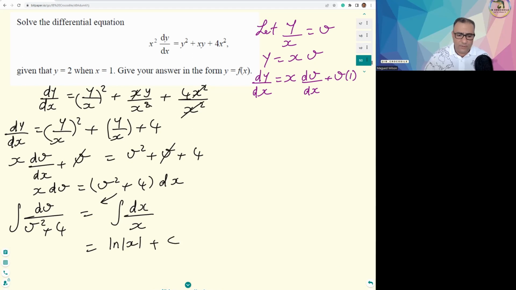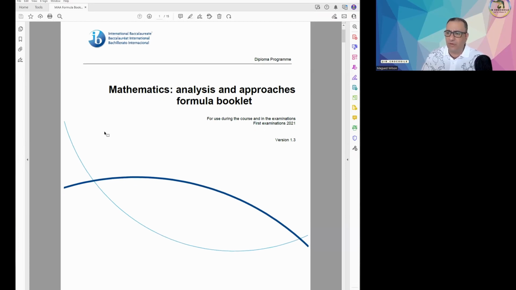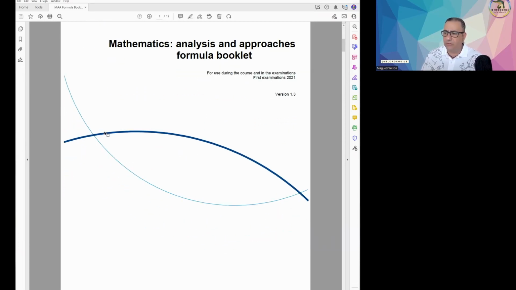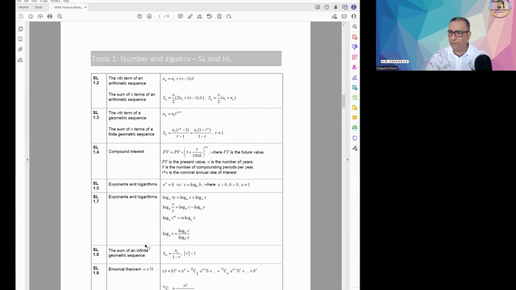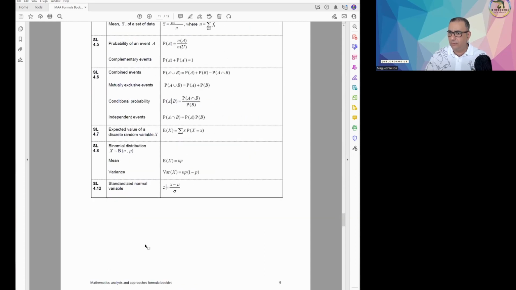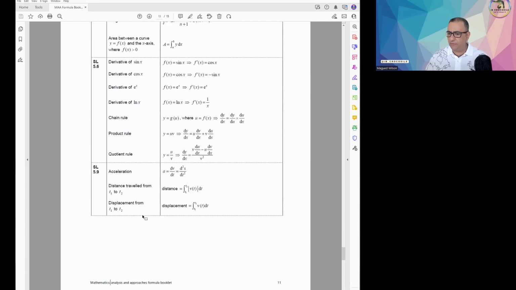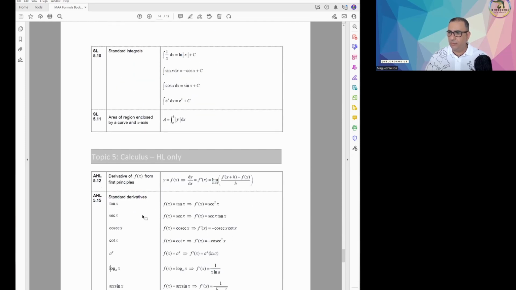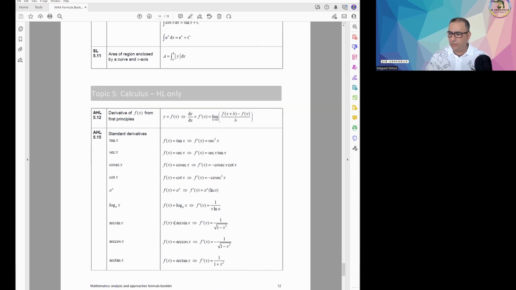Let me share the data booklet. Now if you look at the formula booklet for IB MAA, this is the formula booklet here. Let's say topic 5, calculus. Now all of these are derivatives. Now standard integrals, this is SL, now high level.